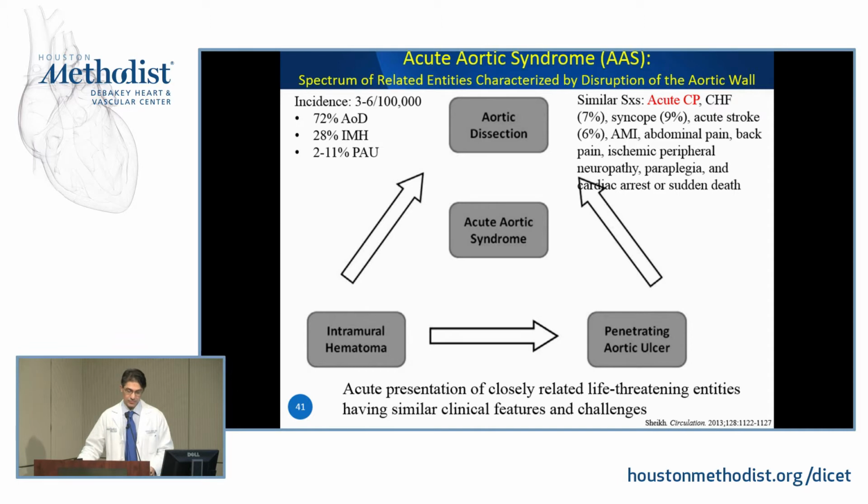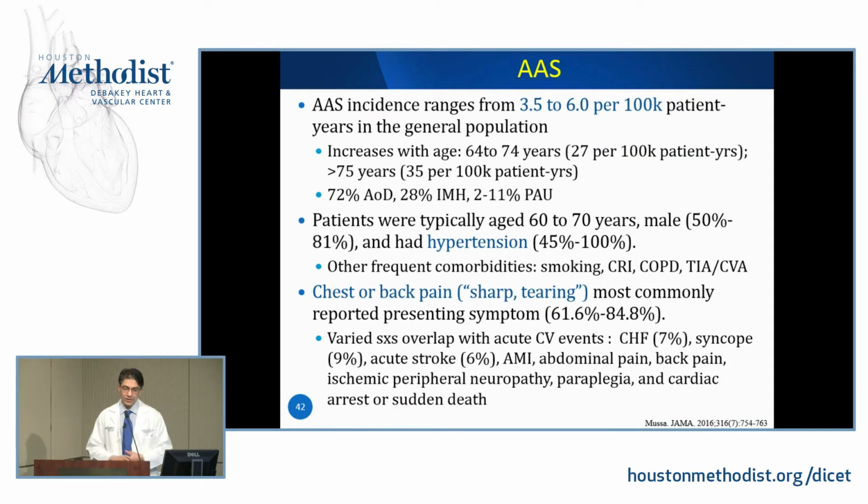acute aortic syndromes. Now, these are a conglomerate of diseases that often share very same presentations and similar pathophysiology. And so, they're frequent. They're about 3 to 6 per 100,000. I mean, enough that we see them every day in this hospital. They increase with age. Vast majority are aortic dissection, followed by intramural hematomas, followed by penetrating aortic ulcers.